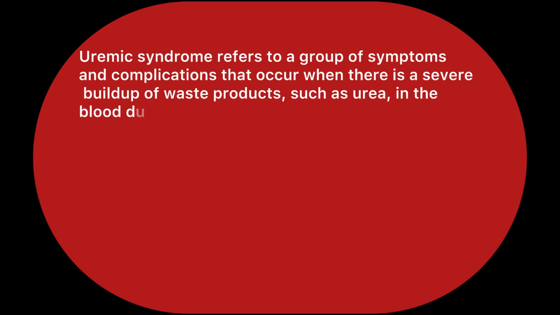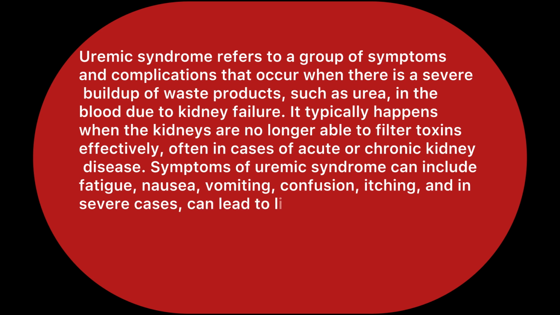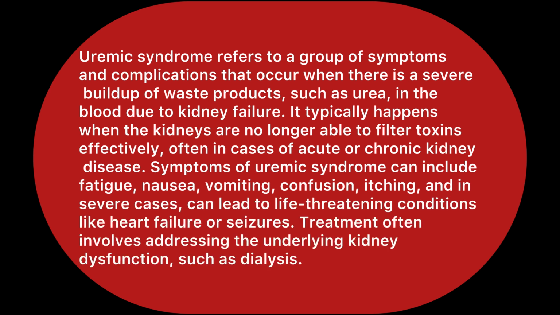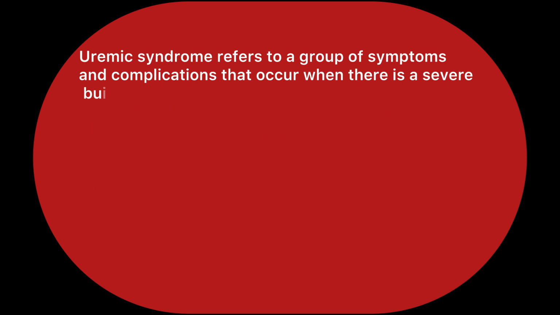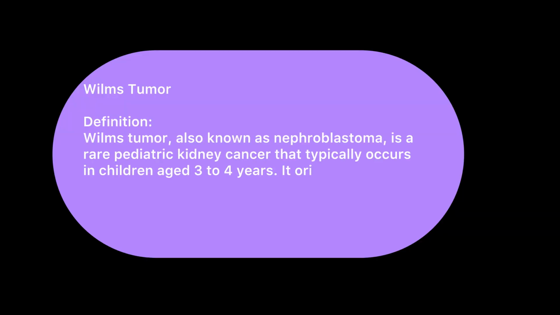We are at the end of the renal system now, but there are still some topics left to know for the NCLEX. So I am just going to explain the definitions. Knowing the whole disease process is not important. So now let's go first with uremic syndrome. Uremic syndrome refers to a group of symptoms and complications that occur when there is a severe buildup of waste product.